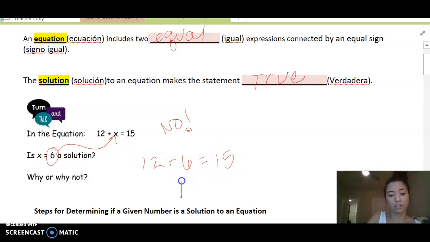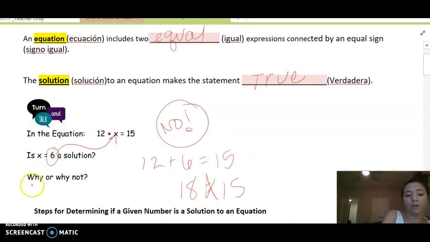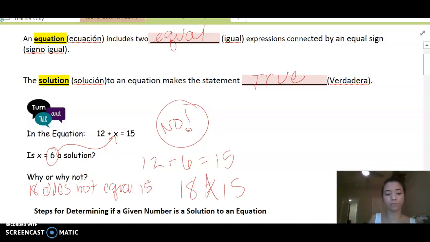12 plus 6 equals 18. Now that I have this equal sign, this tells me that 18 equals 15. Is that true? Of course not. 18 is totally not the same thing as 15. So that means that no, it is not a solution. Why? 18 does not equal 15.